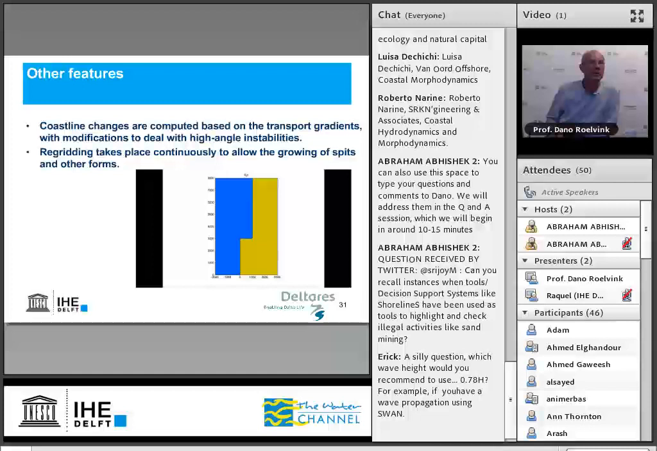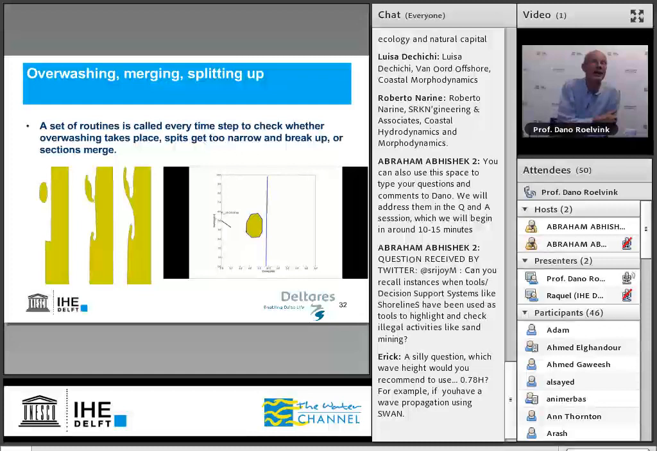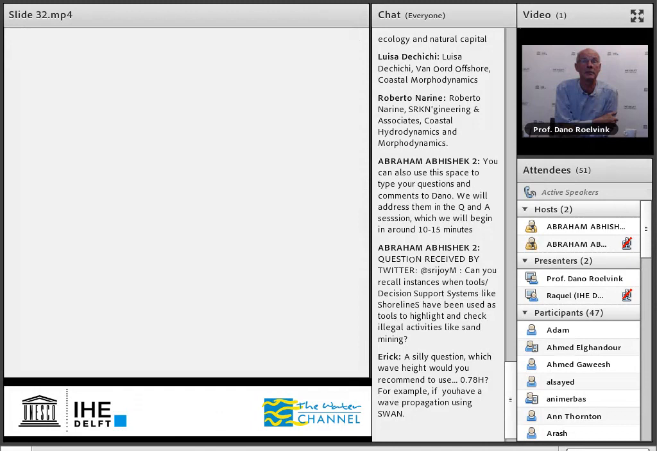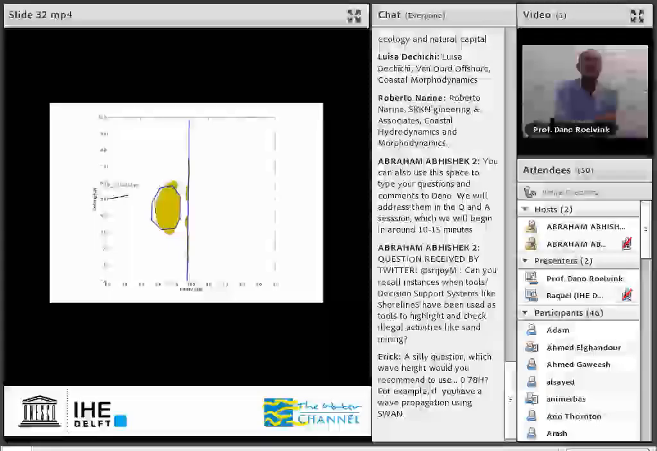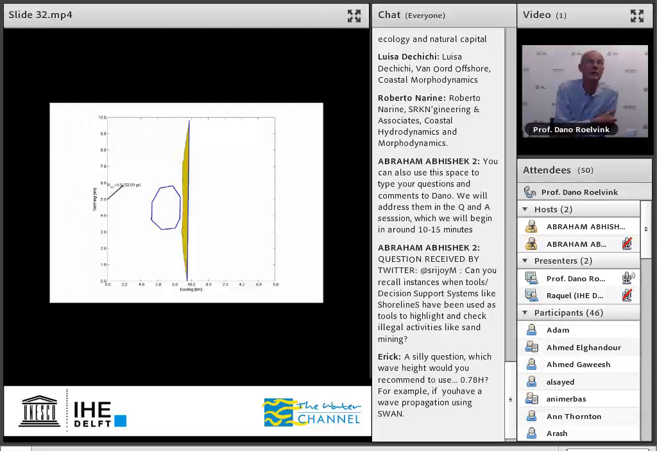It can also handle islands that can move and that can weld to the coast again. If we can play this. So the island develops these spits, they grow to the coast, and then they can break up again. And so this is just a matter of some geometric routines that are called every time step to check what is happening with the coast. Yes, can we go back?